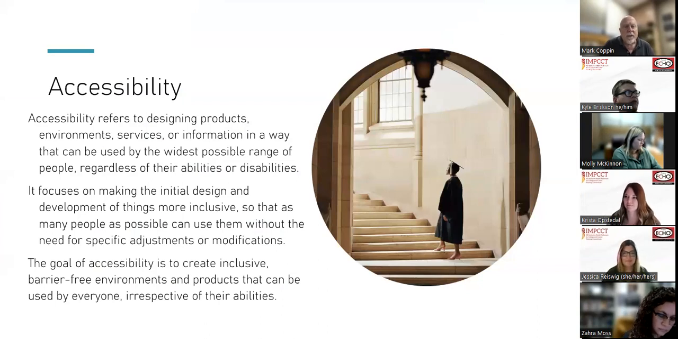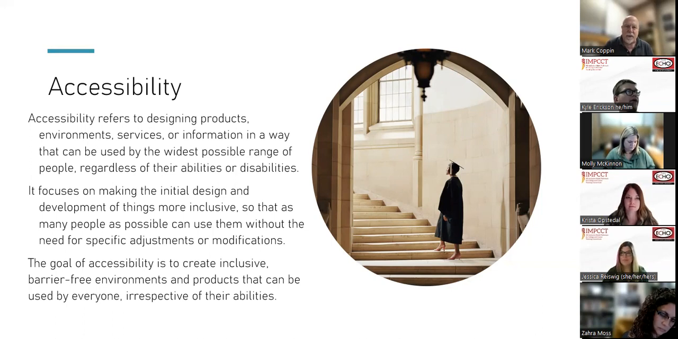So when we talk about accessibility, we talk about universal design on a high level. Basically, it refers to designing products, environments, services, or information in a way that can be used by the widest range of people, regardless of abilities. It focuses on the initial design and development of things to be more inclusive.